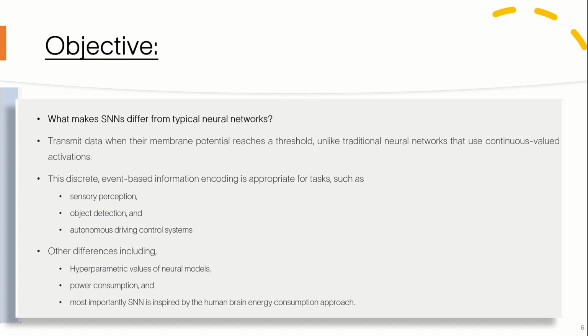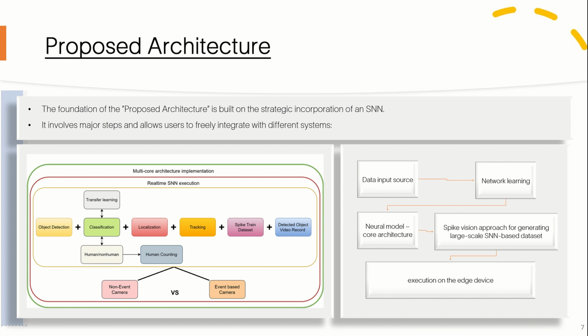And then we have power consumption, which, as we said, is more friendly. And most importantly, SNN is inspired by the human brain's energy consumption approach. As I said, the previous two generations are based on how the human brain is capable of doing complicated tasks, but the spiking neural network is also inspired by how the human brain does such tasks with such a small amount of energy.